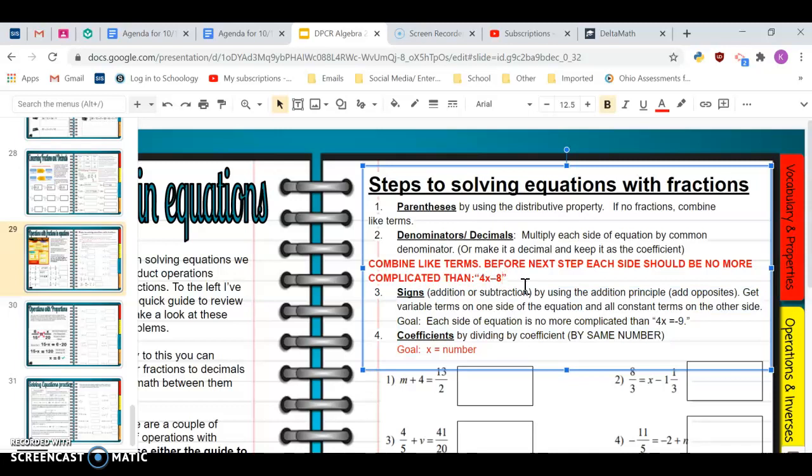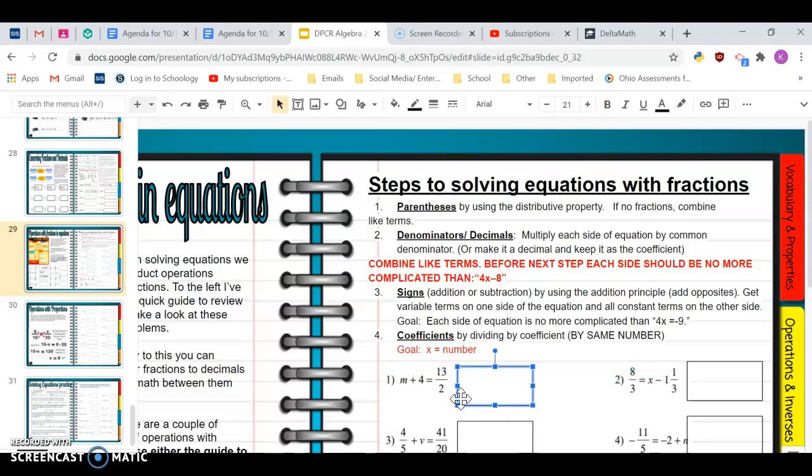Now once you combine like terms, you shouldn't have anything that is more complicated than what we have here, 4x minus 8. Now for any signs that we got, any addition or subtraction, we use the addition or the subtraction property of equality like we were doing before, so that we keep each side equal, and then we keep that to where we got the variables on one side and we got any constants on the other side. And then we get rid of any coefficients by dividing each side by the same number. So at the end, we should have something like a number equaling whatever our variable is.